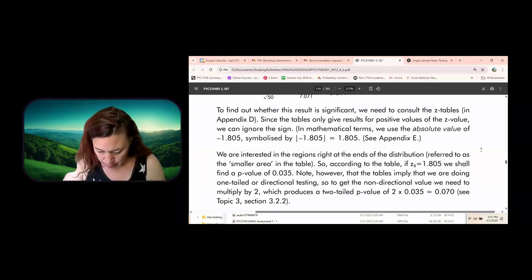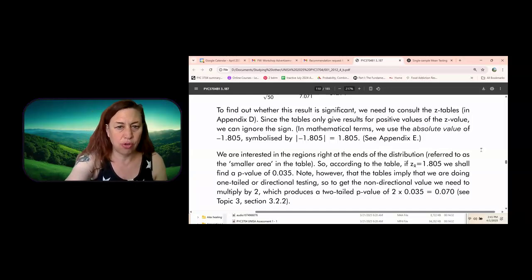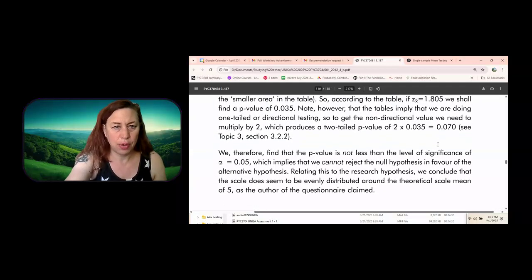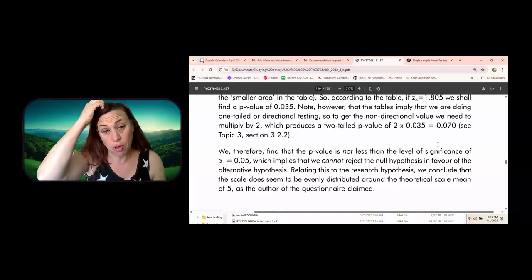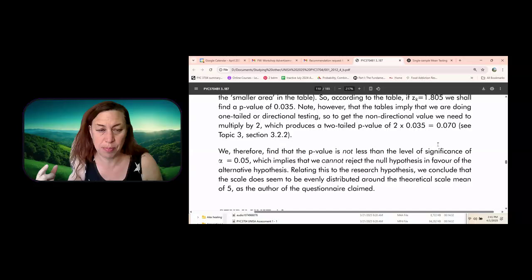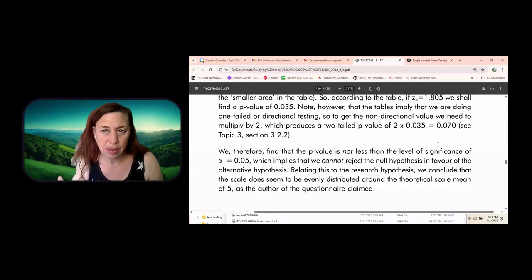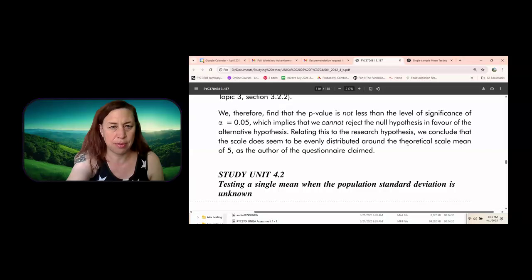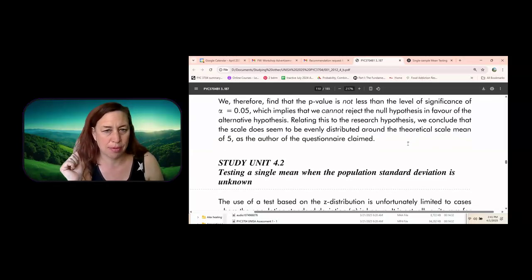The smallest number is 0.0351. That is our p-value. However, it's got two directions, so we're going to have to multiply by 2. So it's gone from within the p-value, in which case we would reject the null hypothesis, but because it's bidirectional, it's now greater than the p-value because we've had to multiply by 2. It's now 0.07, and we cannot reject the null hypothesis in favor of the alternative hypothesis.